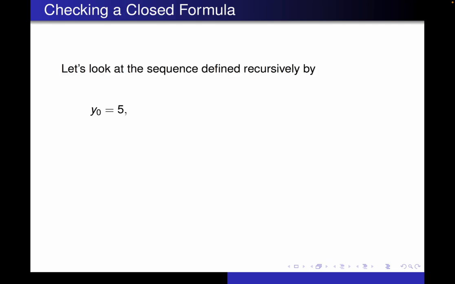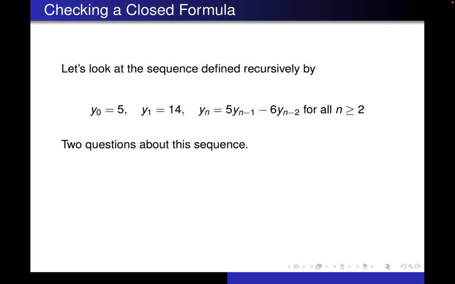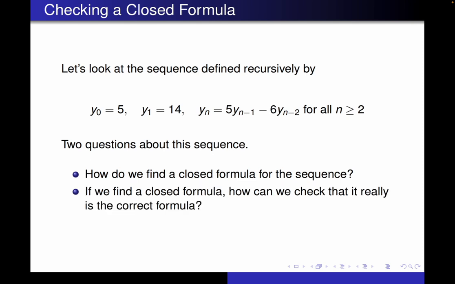So let's look at the sequence that we were looking at in the activities. We had y0 equal to 5, y1 equal to 14, and for n greater than or equal to 2, we had yn equal to 5 yn minus 1, minus 6 yn minus 2. So two questions about this sequence. First of all, how do we find a closed formula for the sequence? That is a question for another day. The second part is, once we've found a closed formula for the sequence, how do we actually check that it really is the correct formula? If we found a formula that we think is correct, how do we check that it is definitely correct?